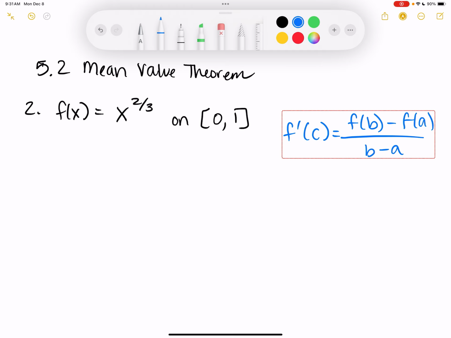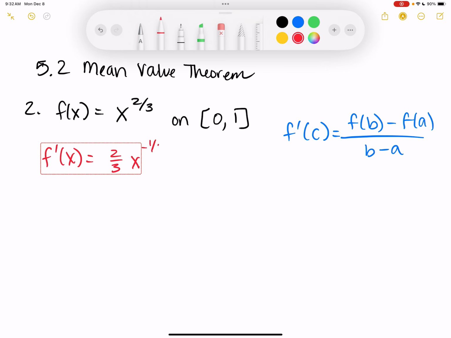So essentially there are a few scenarios where the mean value theorem won't apply. This one is not one of those. So first take the derivative. f prime of x is equal to 2/3 x to the negative 1/3. So this is just f prime of c. In this particular problem, they didn't give us c, so I'm just going to replace x with c, and I'm going to solve for c and see what it's equal to.